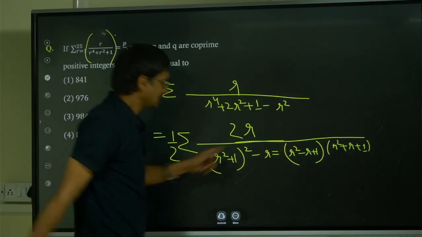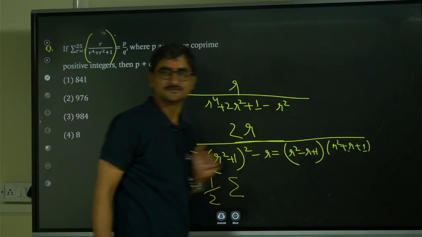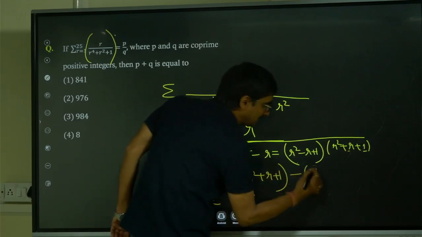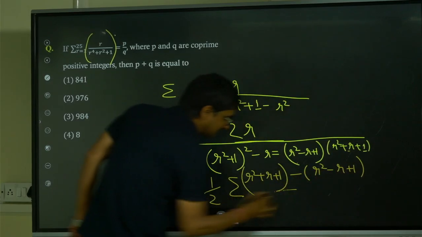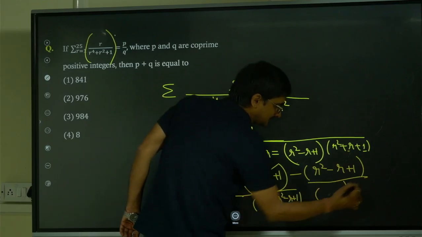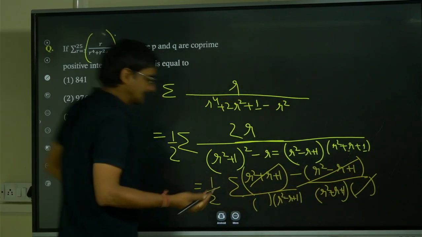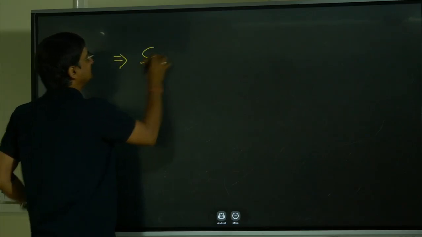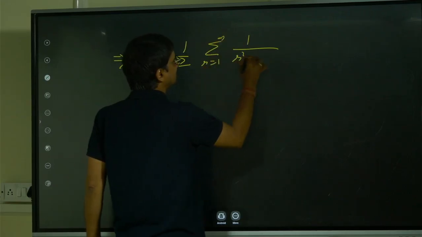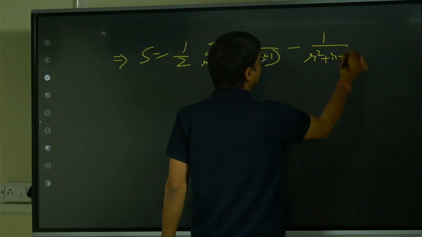Now see what? I can write the numerator as the difference of these two, this minus this. So (r square plus r plus 1) minus (r square minus r plus 1), and when you divide it, this and this get cancelled, so you are left with 1 by (r square minus r plus 1), and the other gets cancelled, leaving 1 by (r square plus r plus 1). That's what we try to get here: half times summation r goes from 1 to infinity of 1 by (r square minus r plus 1) minus 1 by (r square plus r plus 1).